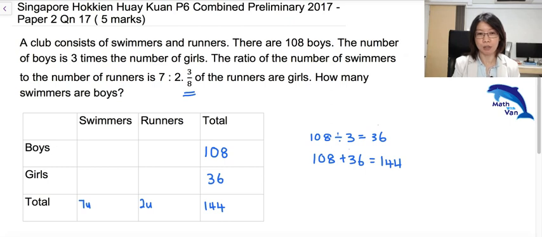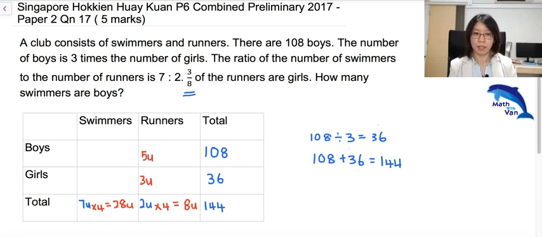So how do I get 8? That means each of the parts just now must be further split into 4. And that will give me 8 units here. The same thing here, I'm going to split it into 4. I would have 28 units here. So now I continue to fill in the rest. 3 units represent the girls, so 5 units represent the boys.